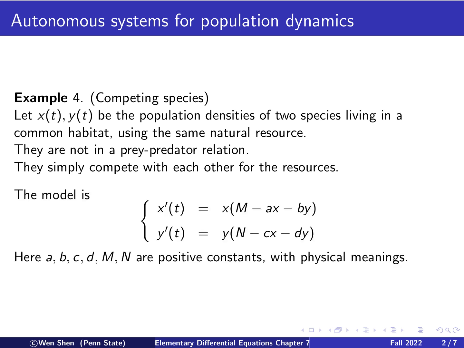Okay, so here is the model. x prime will equal x times a factor, here a constant M minus ax minus by. And for the y, it's kind of symmetric in a similar way with different coefficients. y prime is y times a factor that is a constant N minus cx minus dy. So here we have a bunch of coefficients which are positive constants. These are a and b and c and d and the capital M and the capital N. And these terms have physical meanings.